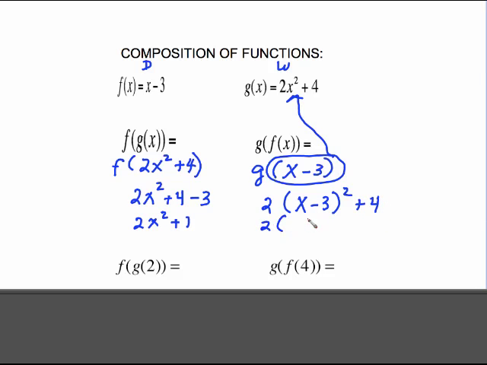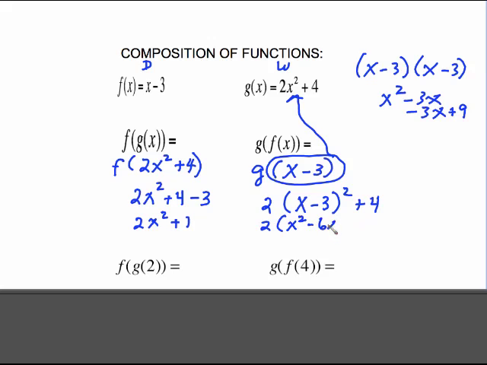which is now just some FOIL work. x minus 3 squared, I'll come over here and write it, means x minus 3 times x minus 3, and you know how to FOIL that. When you FOIL and combine it, you're going to get x squared minus 3x minus 3x plus 9, which is going to give me x squared minus 6x plus 9, plus this 4 that was hanging out here. Distribute your 2 is 2x squared minus 12x plus 18 plus 4 makes 22.